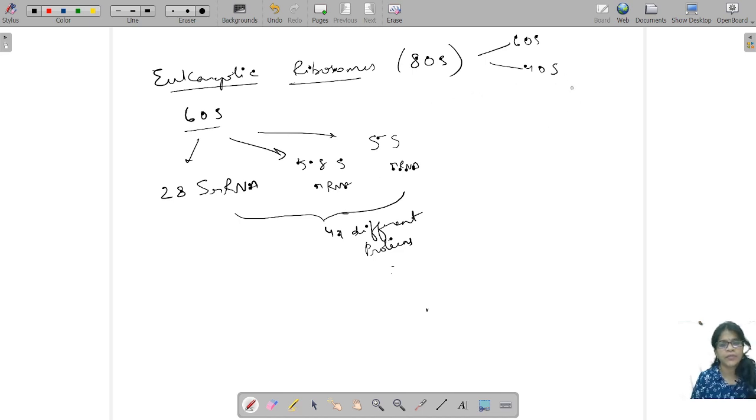In the same way, now let's start with the smaller subunit of eukaryotic ribosomes, which is 40S. What are the subunits of 40S? It has only 18S rRNA, which codes for 33 different proteins.